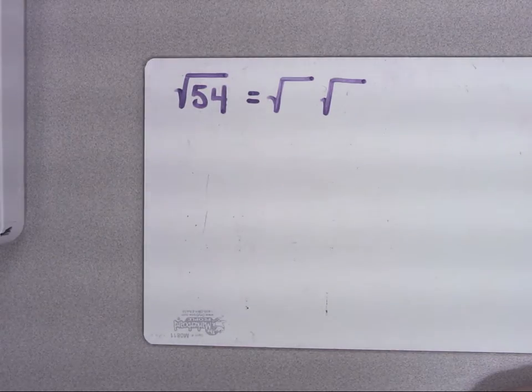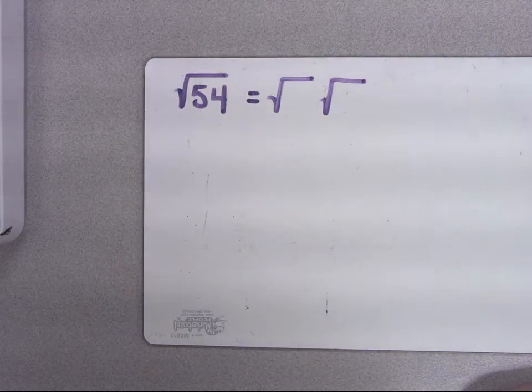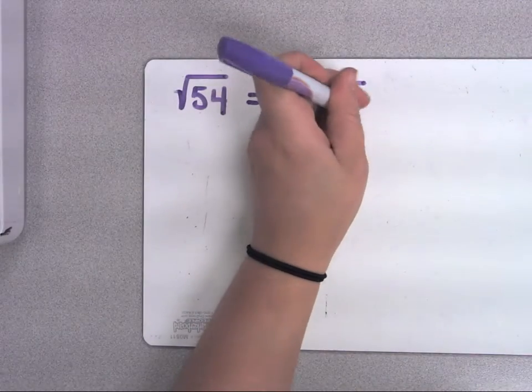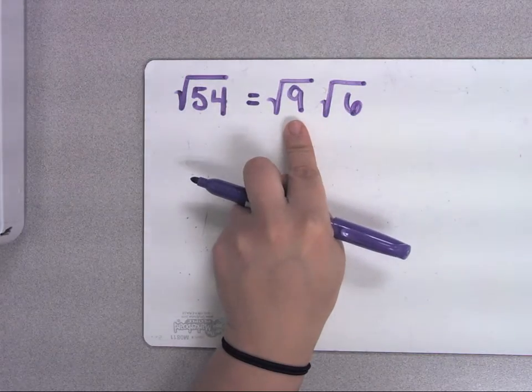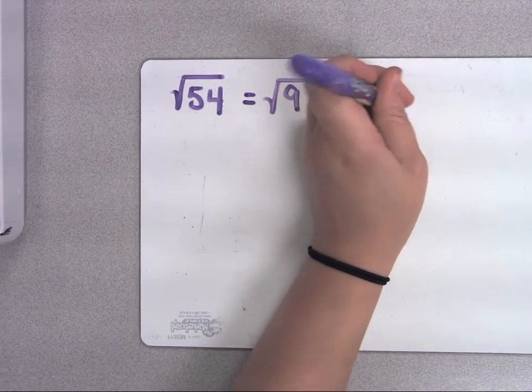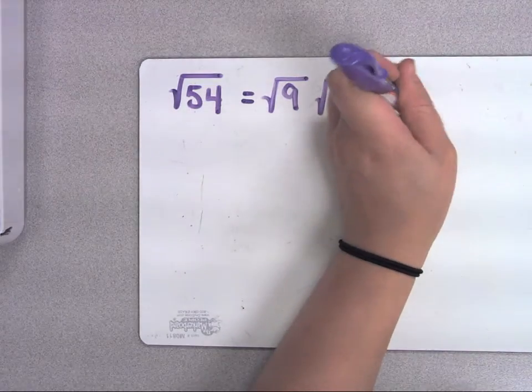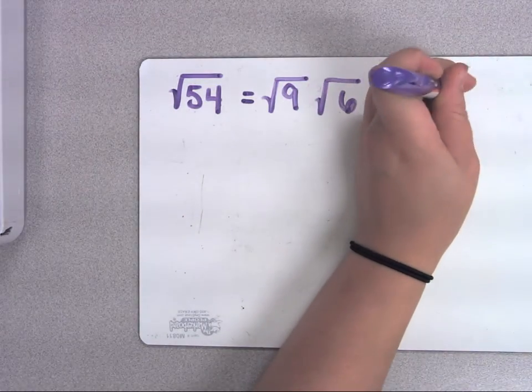What times what makes 54? That's a squared. 9 times 6. You always put the squared in front, because what's the square root of 9? Whole number 3. You leave the square root left over.